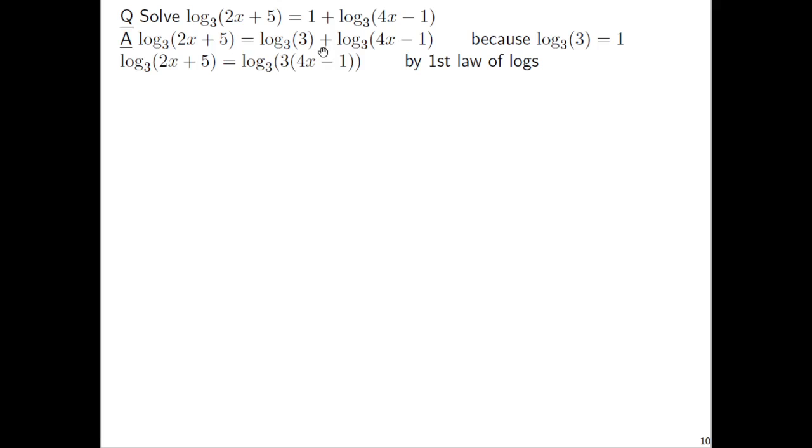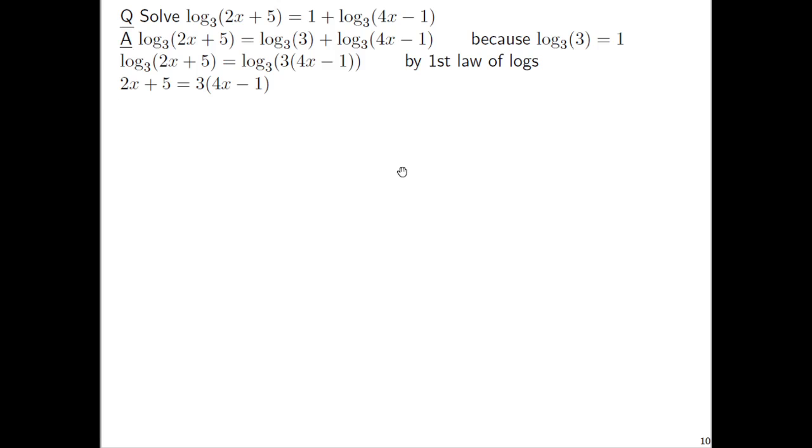Now, we went from a situation where the right side had two logarithms of base 3 to only one logarithm base 3. And this is good because now both the left and the right side of the equation have a single log of base 3 and that's it. There's no more 1 plus business going on. And because we have a single logarithm of the same base on each side, we can now set the inputs to the logarithms equal. So the input of one logarithm was 2x plus 5. The input of the other logarithm was 3 times the quantity 4x minus 1.